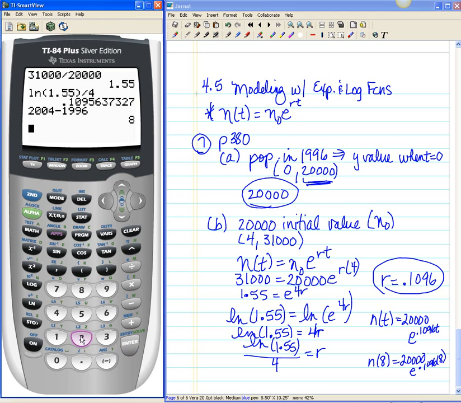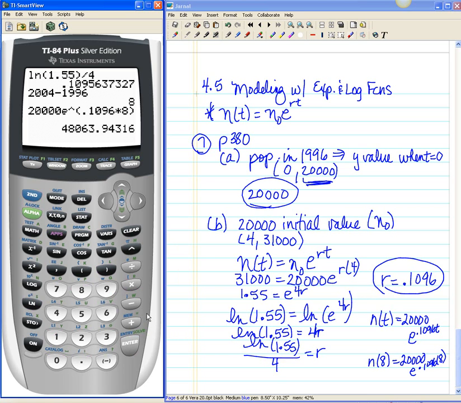So on the calculator we would have 20,000 times e to the 0.1096 times 8, then close the parentheses, and we would get 48,064 about. And in what year will the population reach 100,000?